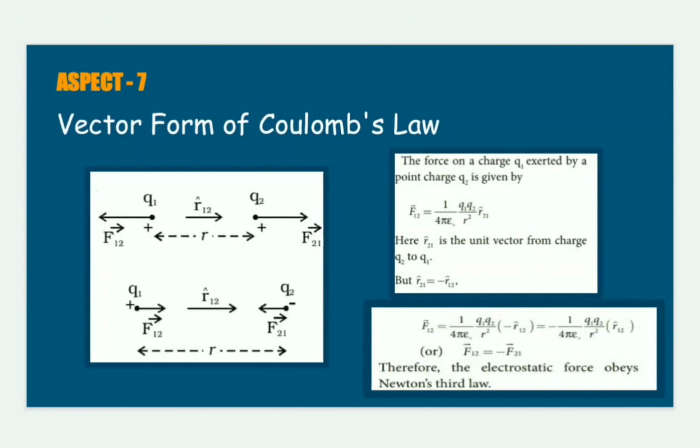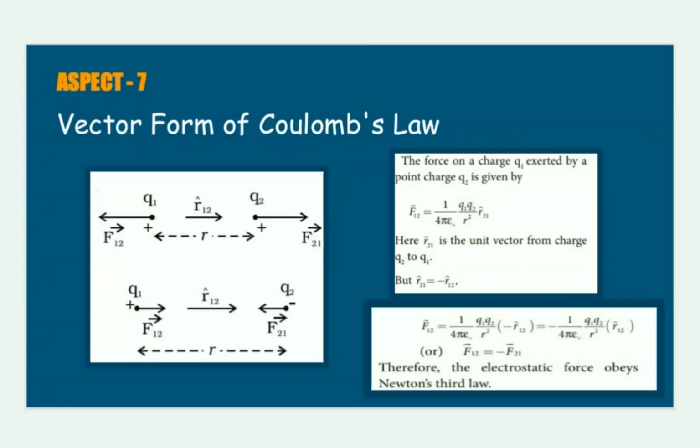7th aspect. So what is the 7th aspect? Vector form of Coulomb's law. So it is an important 3-mark question. We can expect it in a 3-mark question. So we know that the force on the second charge due to the first charge and on the first charge due to the second charge are equal in magnitude and opposite in direction. We are going to prove it now. How? So first we are writing the equation for F12, the force experienced by the first charge because of the second charge. It is 1 by 4 pi epsilon naught Q1 Q2 by r square r21 cap.